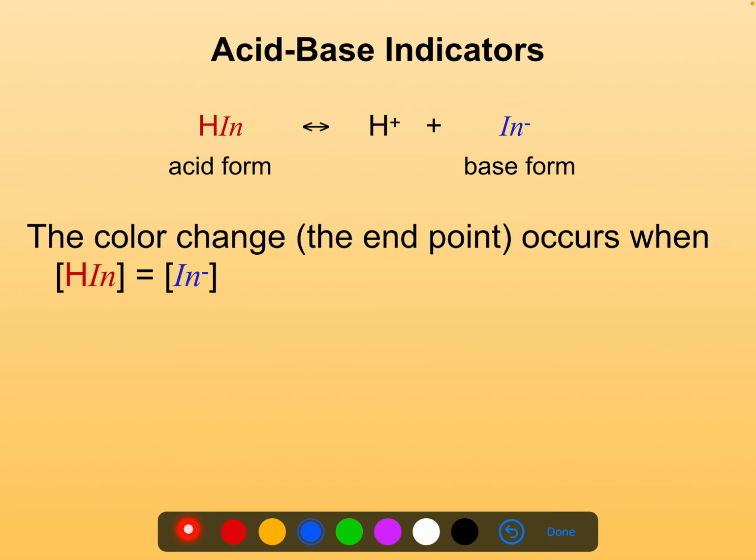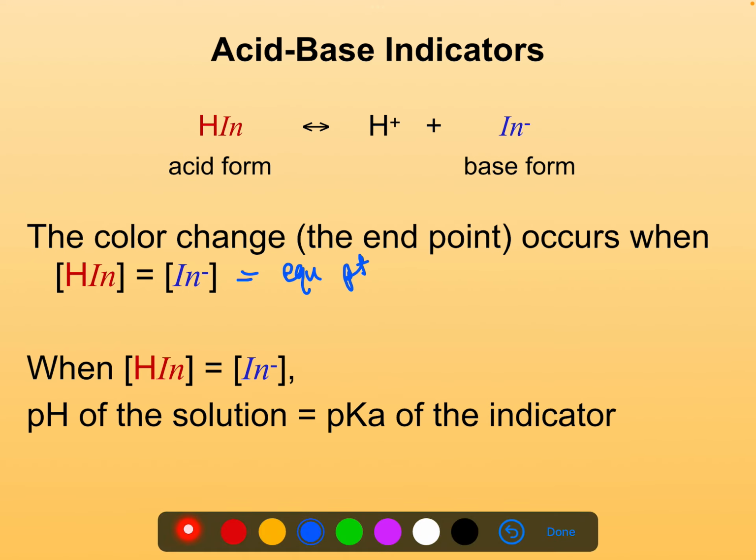And that color change, which is the endpoint, occurs whenever the molarity of the acid form is equal to the molarity of the base form, which, if you remember, when acid and base are equal, that should be equal to our equivalence point as well, if we picked the right indicator. And whenever the molarity of the acid form of the indicator equals the molarity of the base form of the indicator, the pH of the solution should equal the pKa of the indicator.